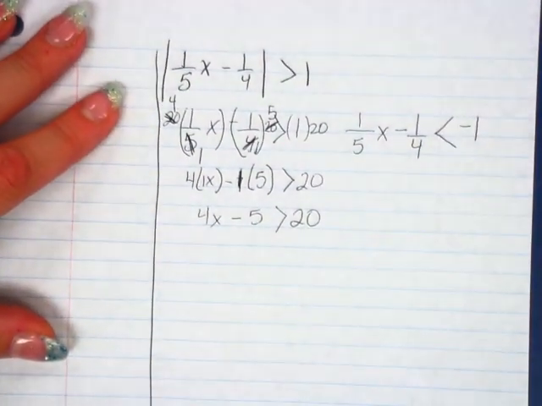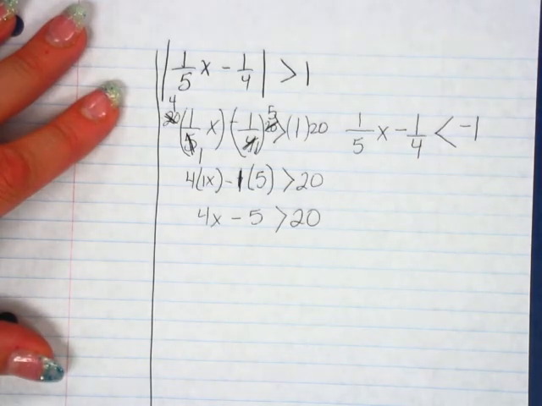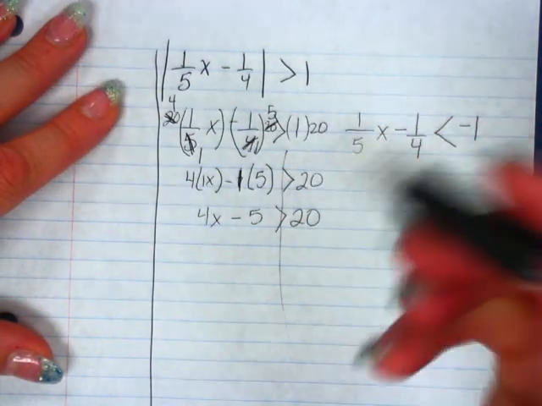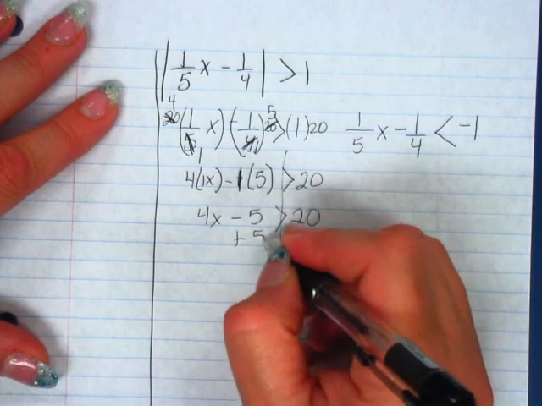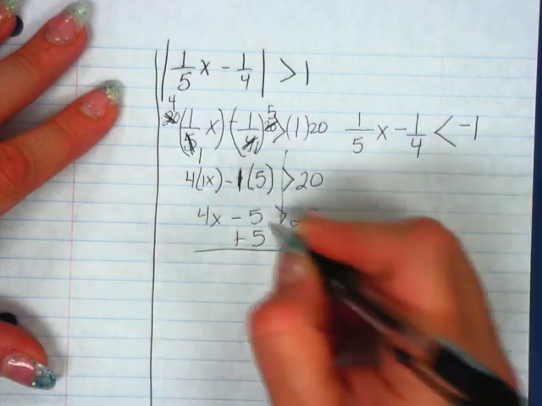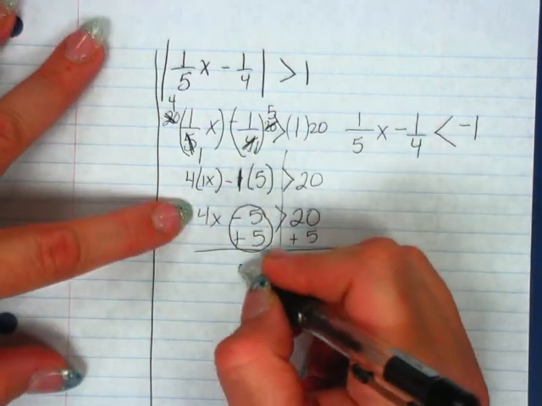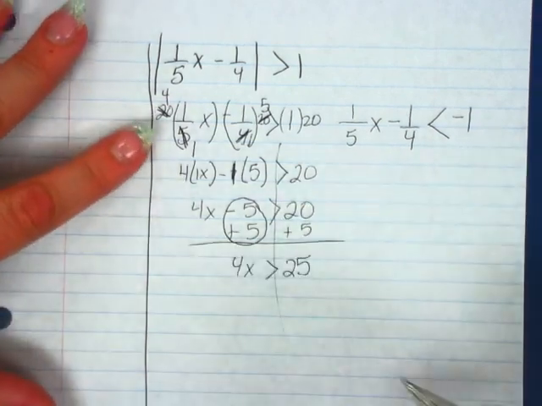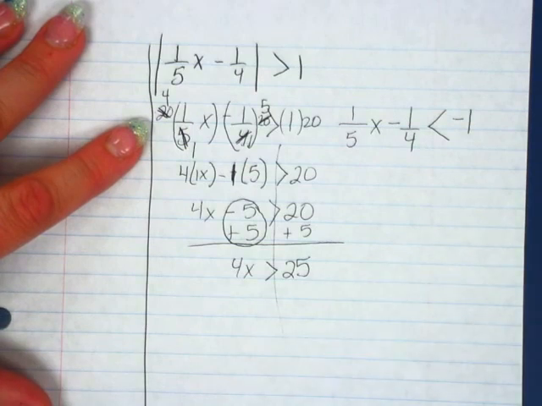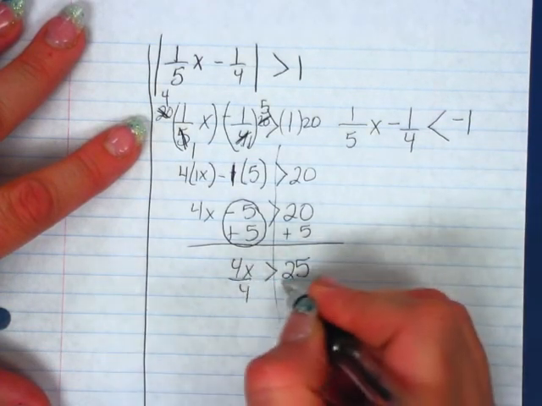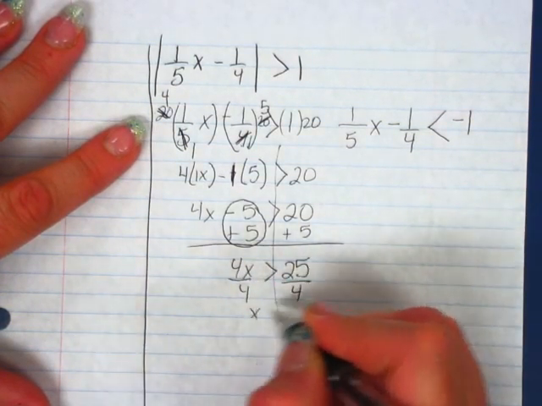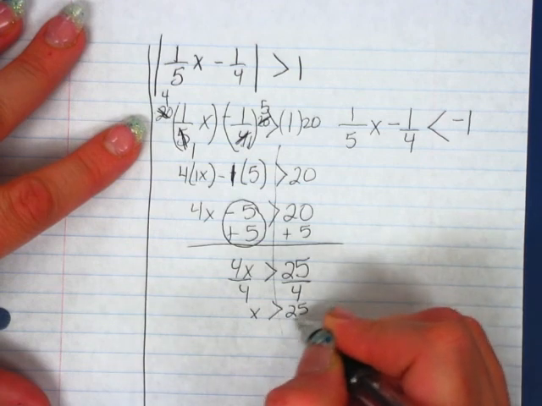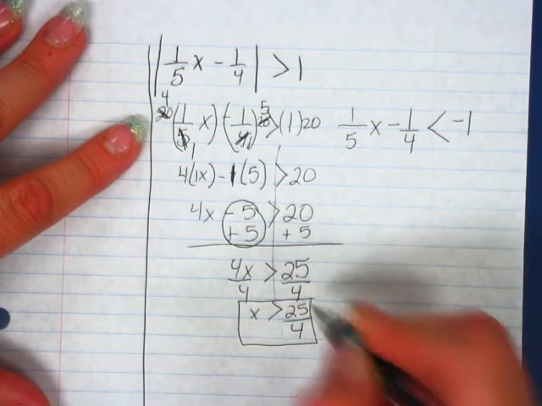So I don't have to freak out because it's a fraction. Now I can just follow my steps. Got my mirror going on. Adding and subtracting should be your first step. This gives you a 0, and you're left with 4x on this side is greater than 25. Okay, next step is divide both sides by 4. And yes, my final answer is going to be a fraction, but it's okay because I'm done.